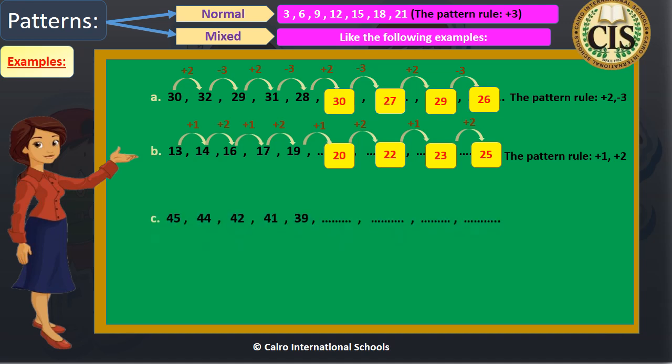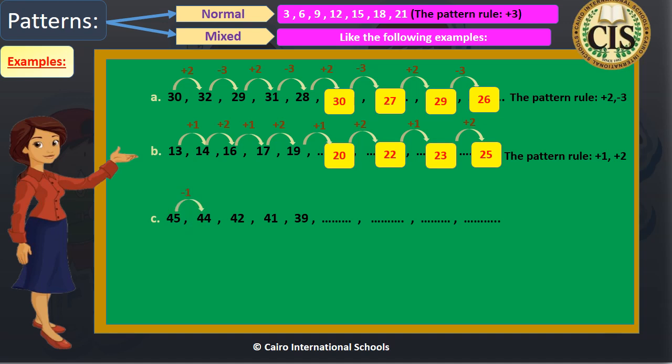The next example, 45, 44, 42, 41, 39. Look carefully at the first two numbers. 45 becomes 44. It decreased. So we must write minus in the pattern rule. Minus what? Subtract the first two numbers. 45 minus 44 equals what? Equals 1. So we will subtract 1.